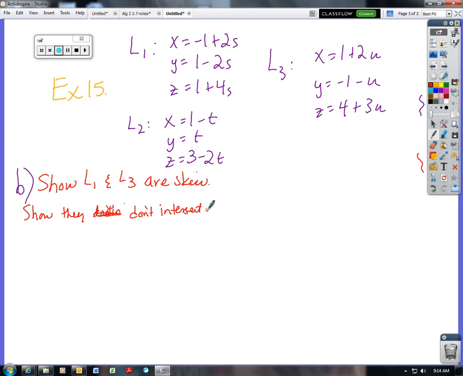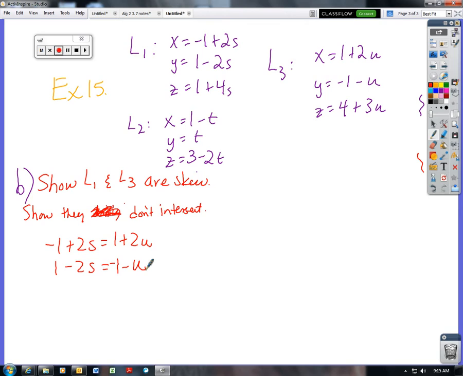So I'm going to do the same thing I did on the other problem. I'm going to make the x components equal, the y components equal, and so on. And we should see what happens when we try that. So L1 and L3, those are the ones on the top. Okay, so we've got the x: -1 plus 2s equals 1 plus 2u. And the y: 1 minus 2s equals -1 minus u.